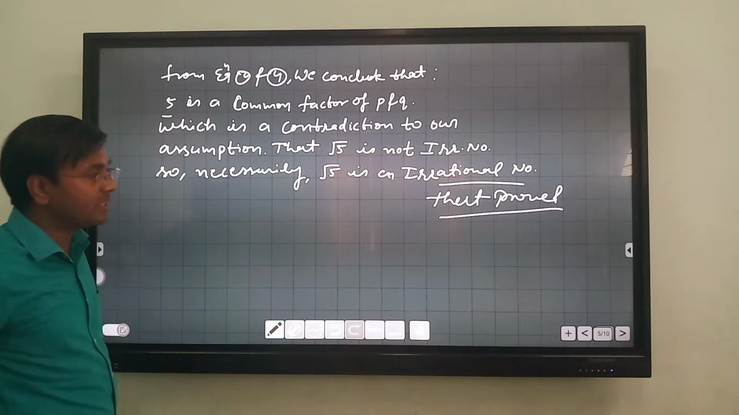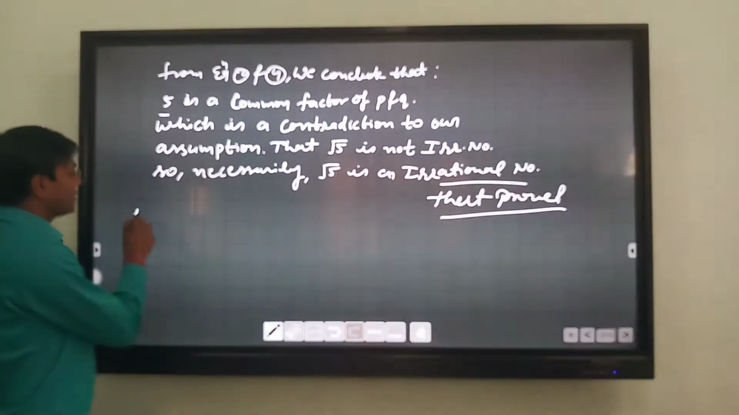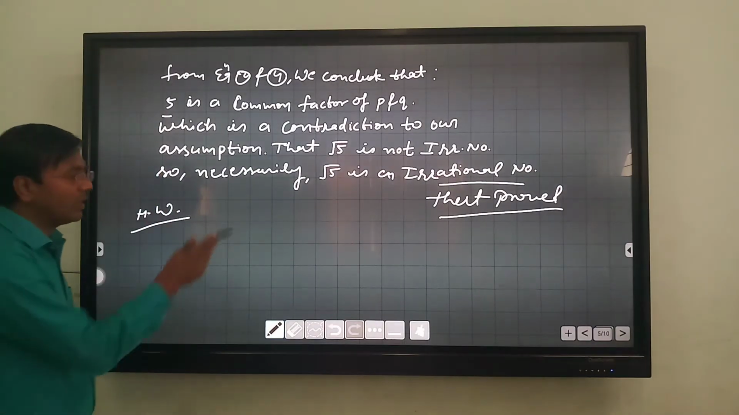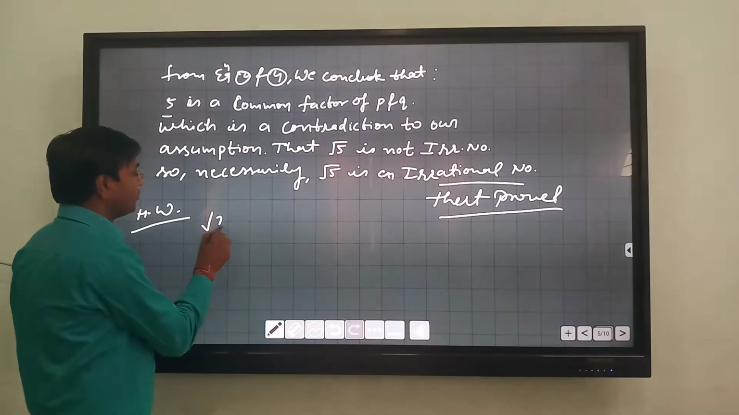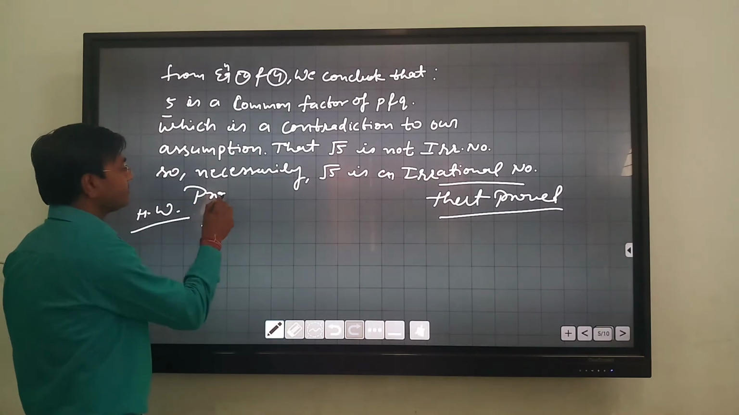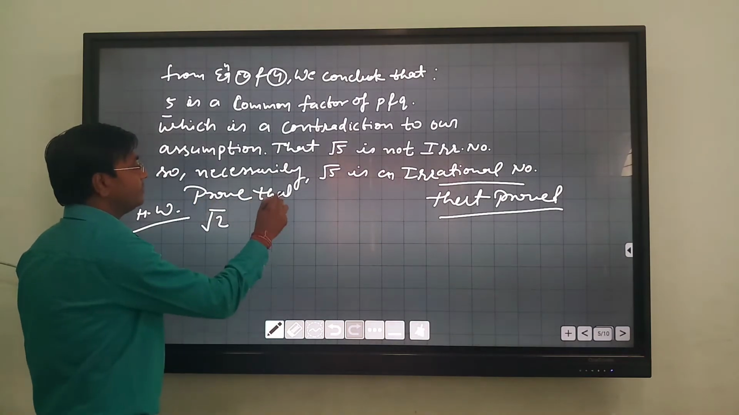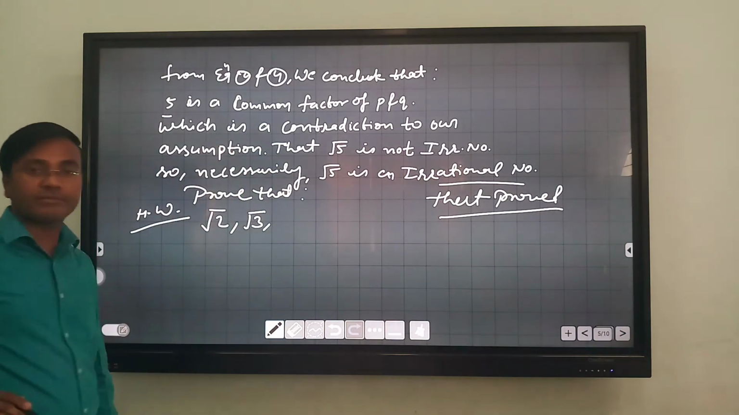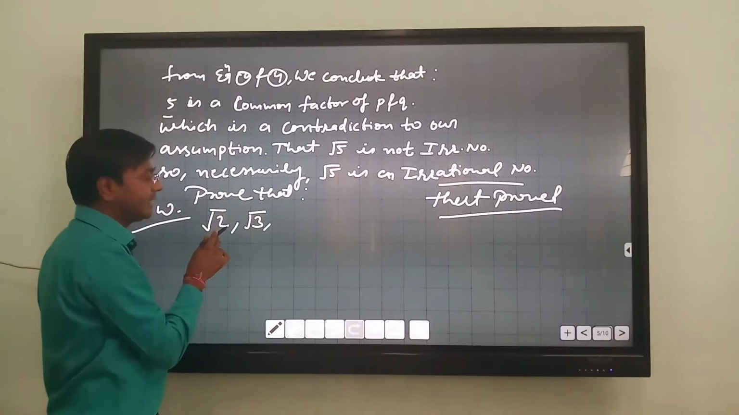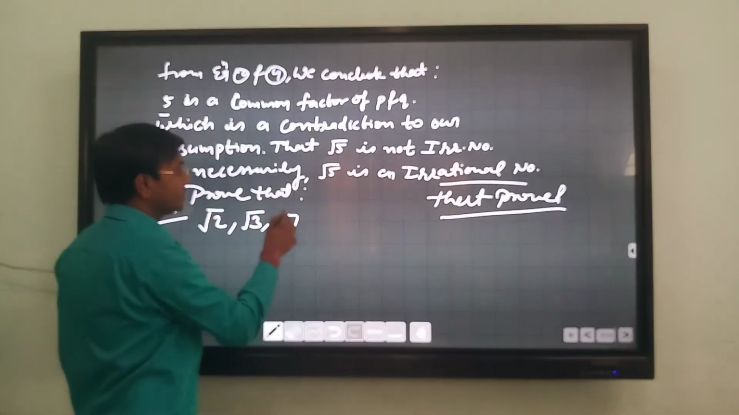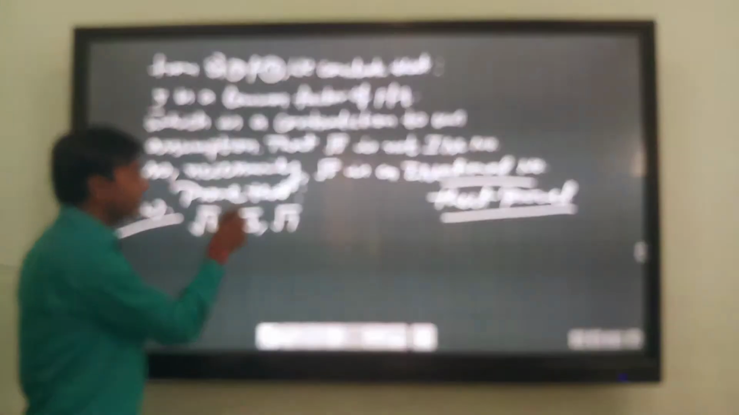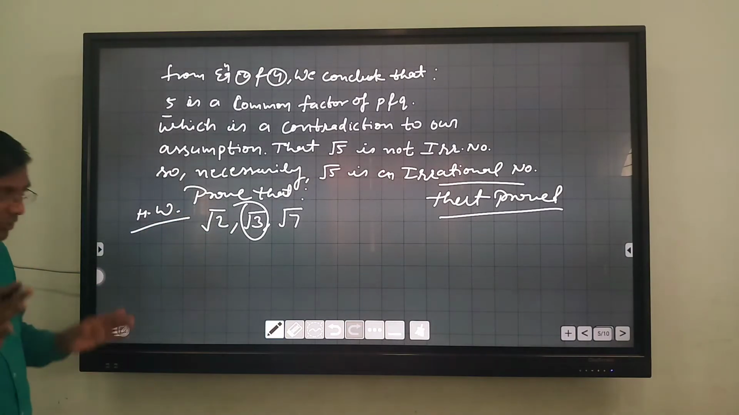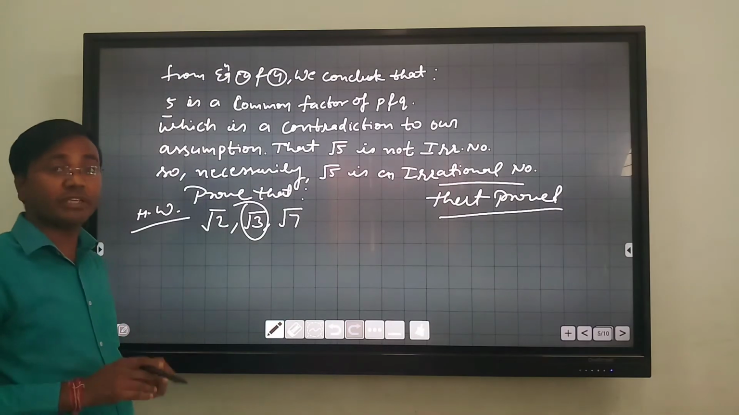So on the basis of this question number first, okay, this is your homework, that you will prove in a similar way, the same statement, only I am changing the numbers. Prove that root 2, root 3, while root 5 I have solved. So replace 5 and take 2, 3, 7. Even this year this question was asked for 3 marks. Prove that root 3 is an irrational number. This question was asked in the 2020 board examination.